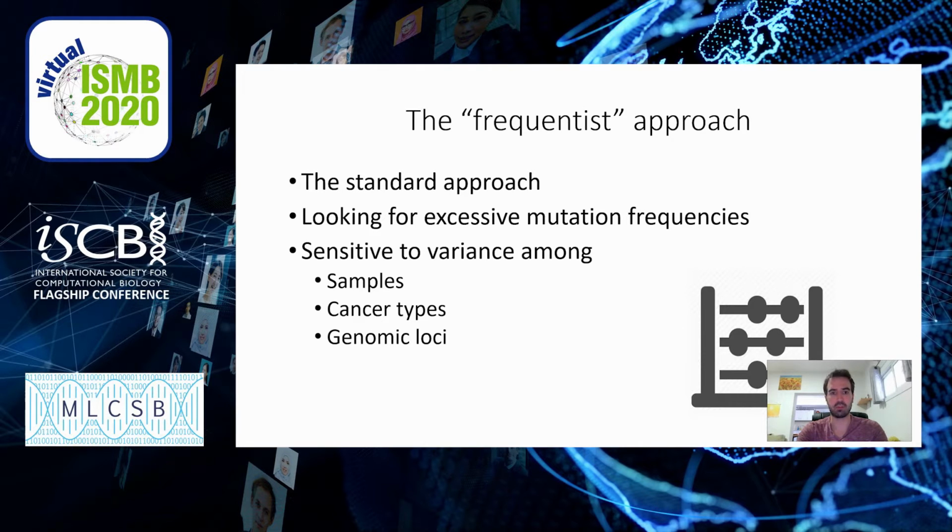Now, in order for this to work, you need to define what it means to have normal mutation rates. And we know that mutation rates vary quite substantially across different samples and cancer types and genomic loci, meaning that in order for this method to work, we need to model all of these variables and how they affect mutation rates. And this leads to many assumptions of the frequentist methods. And when we finally do find a suspect gene, it's very hard to tell whether it's a genuine cancer gene or maybe just some of the assumptions are inaccurate.